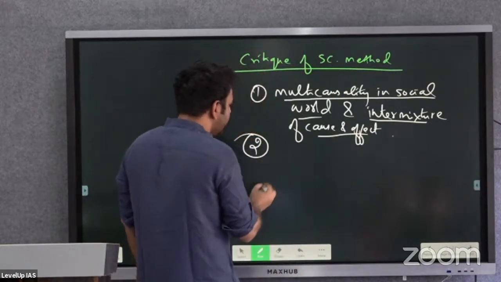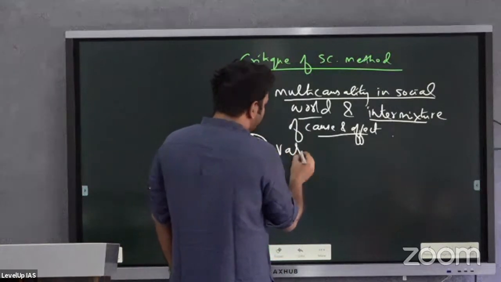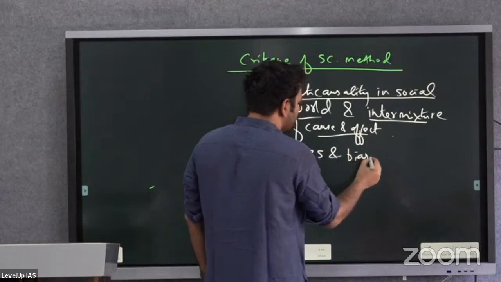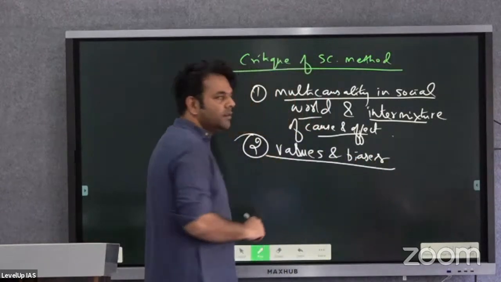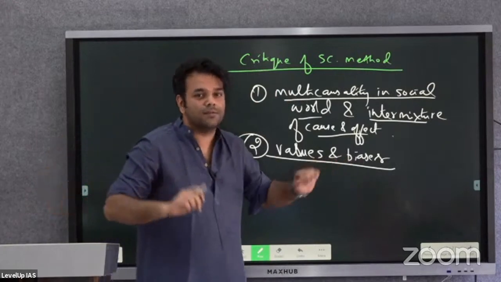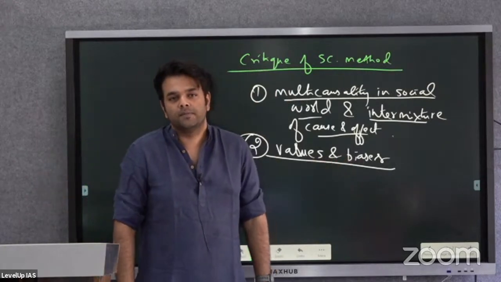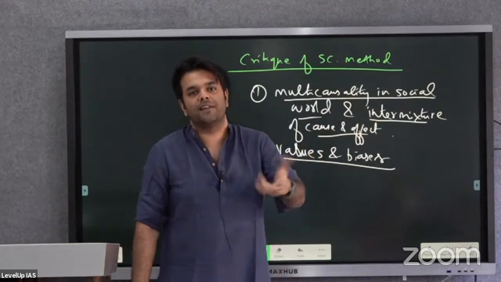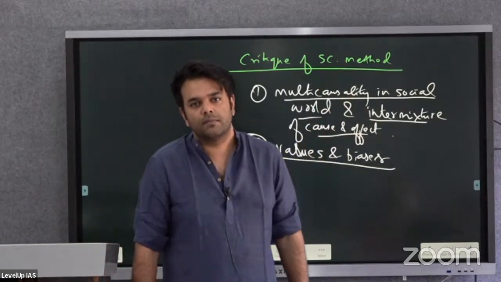So second is values and biases. Values and biases may intervene in social research, and therefore the application of scientific method would lose its relevance because it runs on objectivity. Okay.